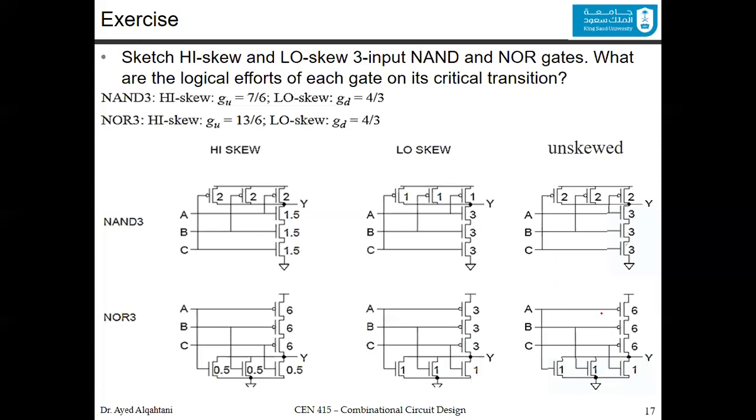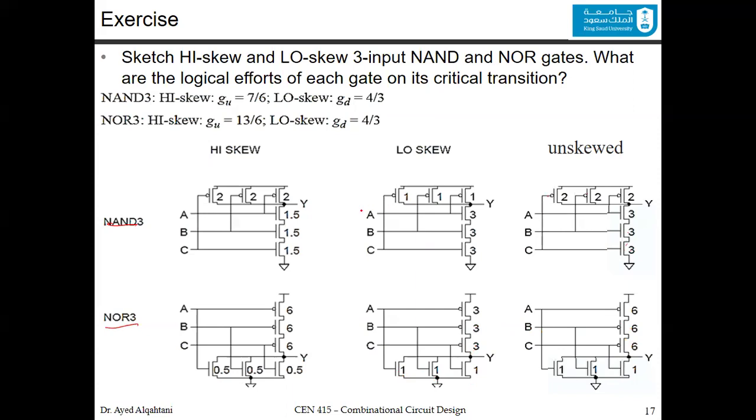So now we will do the high skew and the low skew version for each one of the NAND 3 input and the NOR 3 input. For the high skew, you keep this one, but you have the one below, the opposite in the low skew. So you have 1, 1, 1, and you have 3. For this one, you keep the pull up network. Here you keep the pull down network, compared to the unskewed version.